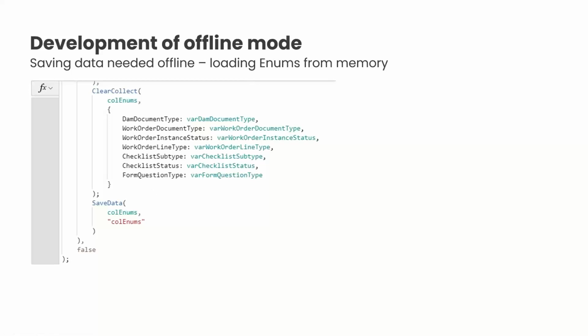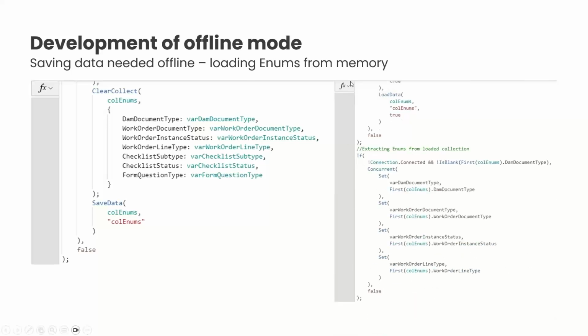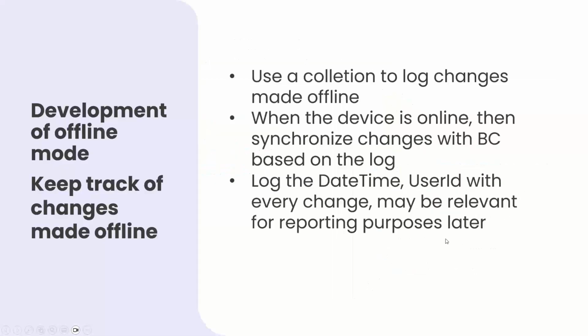Then we can just save this collection to the device. And about loading it from the device, we use this LoadData. We are just loading those enums to the collection col enums, but then we have to extract the enums from the loaded collection. So when we are not connected, and if the first row of this column of this collection is not blank, then we get the value, this option set, from this first row of this column of this collection into our variable.